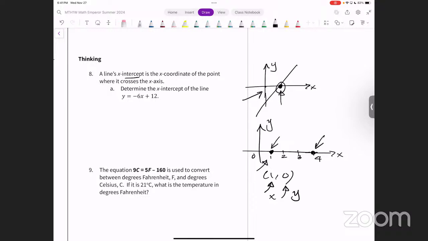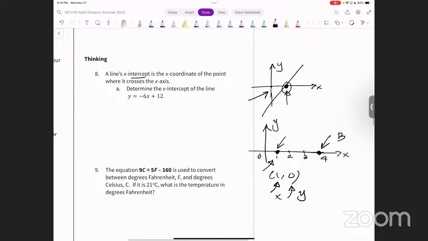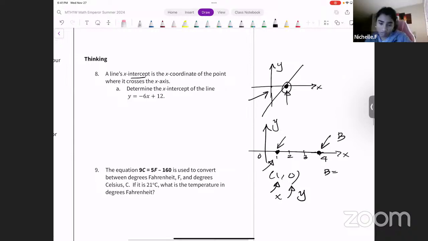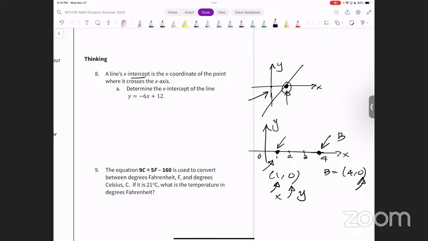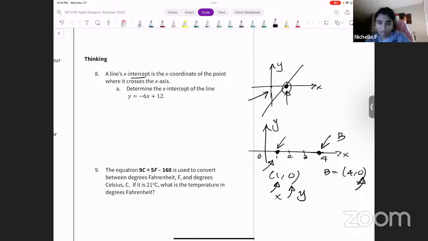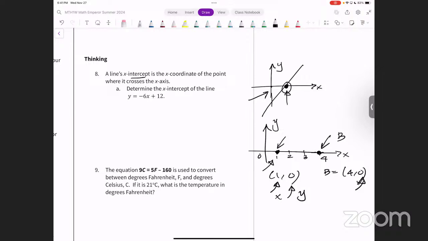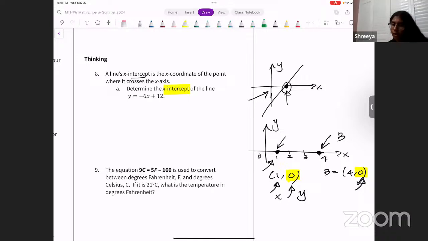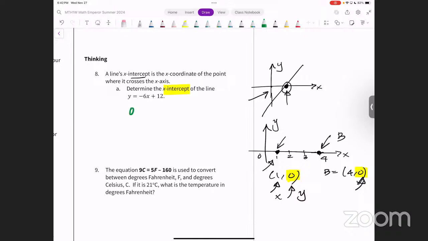Nishal, what is the coordinate of that point? Let's call this point B. What's the coordinate of point B, Nishal? (4, 0). What is the y-coordinate here? 0, and the 4 is the x-coordinate. So when a point is on the x-axis, what is the y-coordinate? Does everyone agree with that? So they want you to find the x-intercept. Akshara and Shreya, are you following that? Yeah. So for the x-intercept, the y-coordinate is 0.